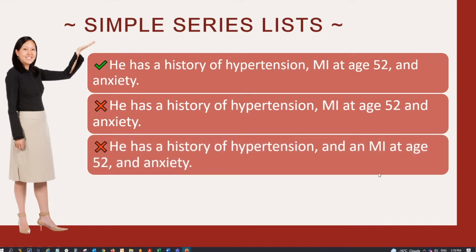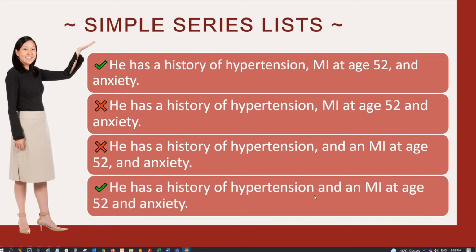Okay, so here's where I was talking about where and is between everything. He has a history of hypertension and an MI at 52 and an anxiety. So because we've got and in between every single thing, we don't need to have commas between them. Okay.